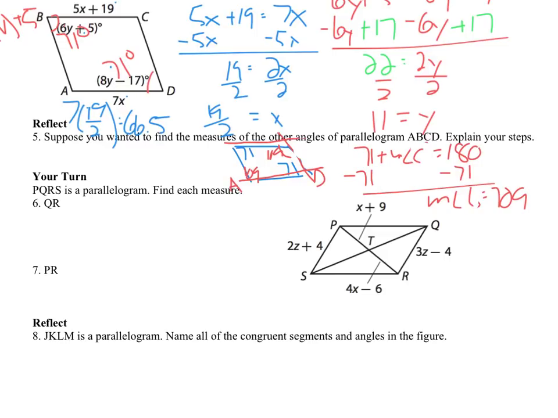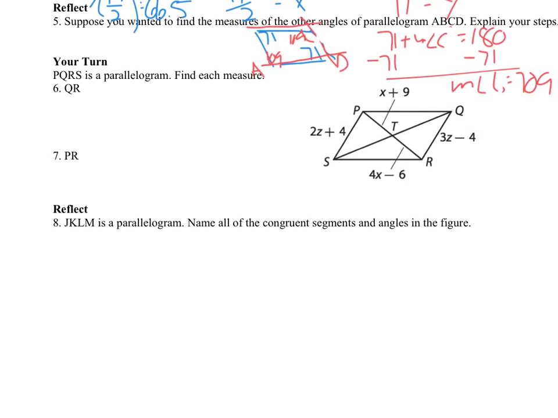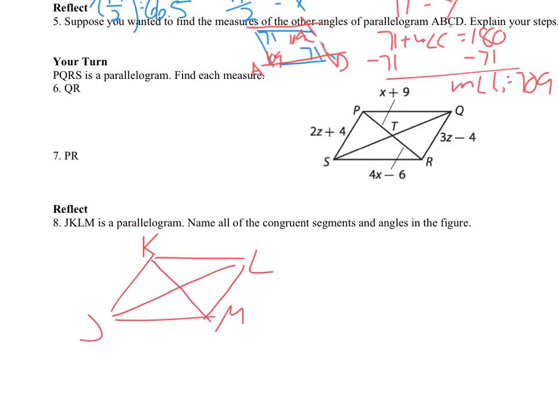All right, so I want you to work on 6, 7, and 8, see if you can find the measure of QR and PR, and then reflect on given parallelogram JKLM. What are the congruent segments and angles? And don't forget our diagonals as well.